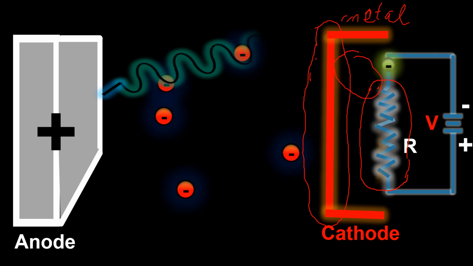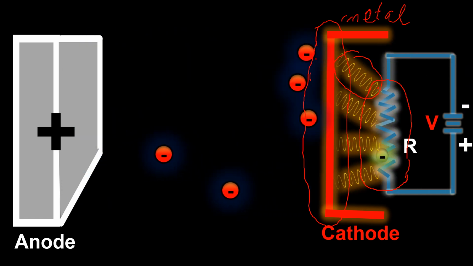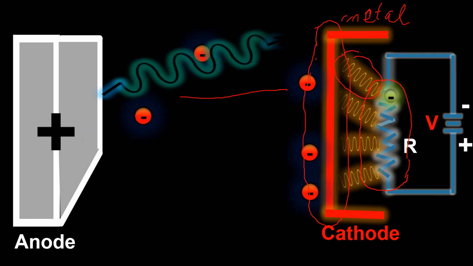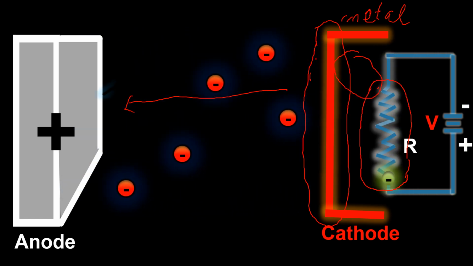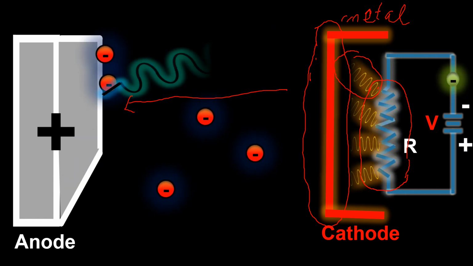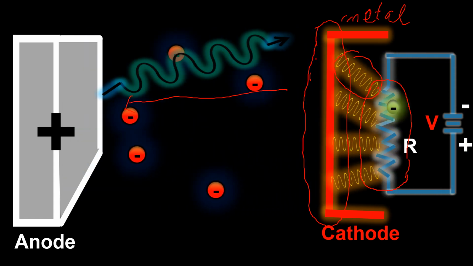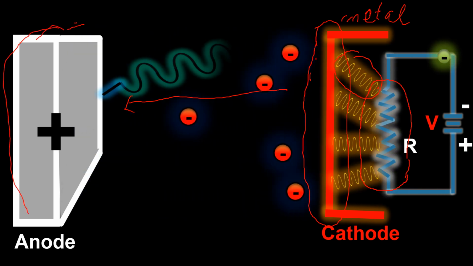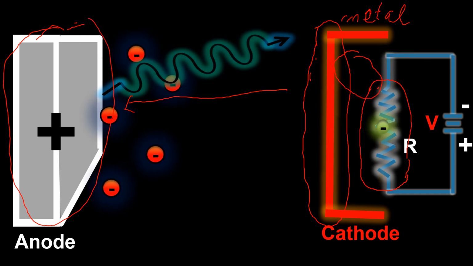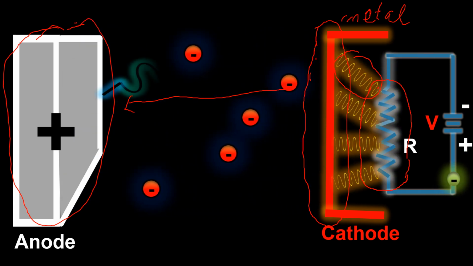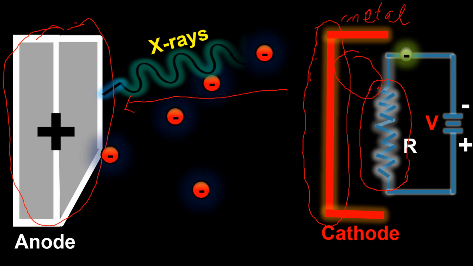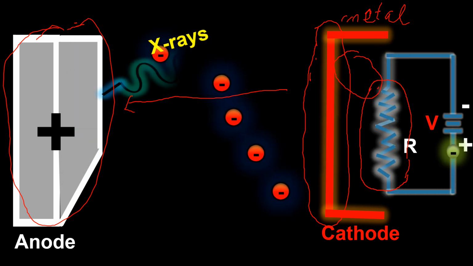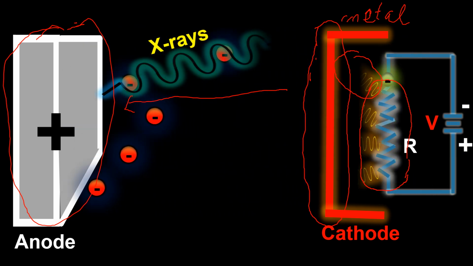So now the electron will move from the cathode toward the surface of the anode, which is positively charged. When these highly energetic electrons interact with the surface of this anode, it will result in an emission of different types of X-rays like this. This is a schematic representation of X-rays. These X-rays may be characteristic X-rays as well as continuous X-rays.